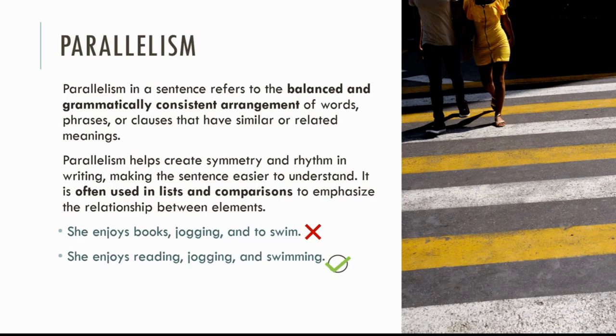So parallelism is the balancing or grammatically consistent arrangement of elements in a sentence. It's really common in lists and comparisons because you've either got two or more things in a list, or two or more things to compare. So the example that's incorrect: she enjoys books, jogging, and to swim. Grammatically, we want them all to match. She enjoys reading, jogging, and swimming.